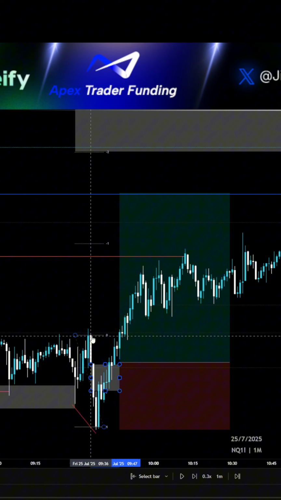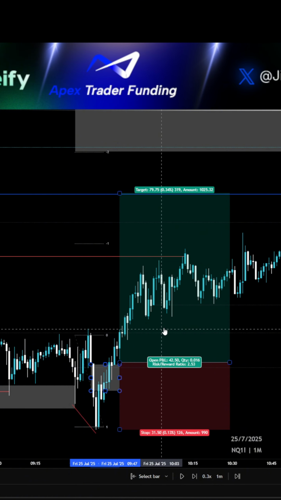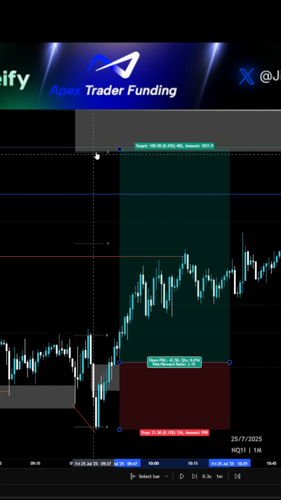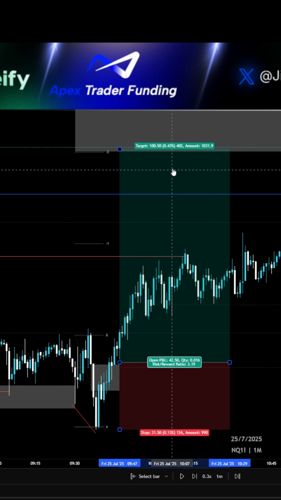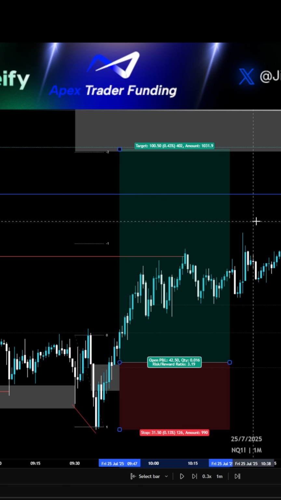You could also take another position on this change in state of delivery through here. And we could target 2R, or you can target out the -2 standard deviation, and you would have got a beautiful 3R trade from that.